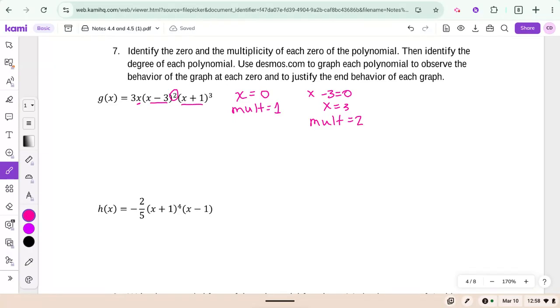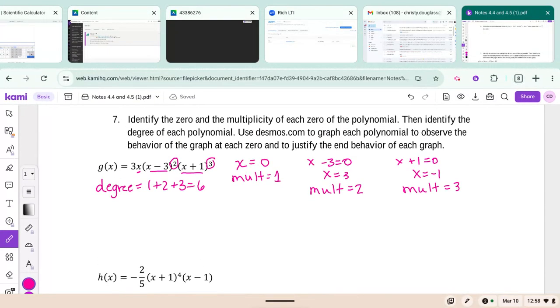And then finally, I have x plus 1 as one of my factors. If I set that equal to 0 and solve, I get negative 1. And this one has a multiplicity of 3. Now, the degree of the polynomial is adding all the multiplicities together. So the degree is 1 plus 2 plus 3, or 6. This is a 6th degree polynomial because 1 plus 2 plus 3 is equal to 6. Now let's graph it and take a look.